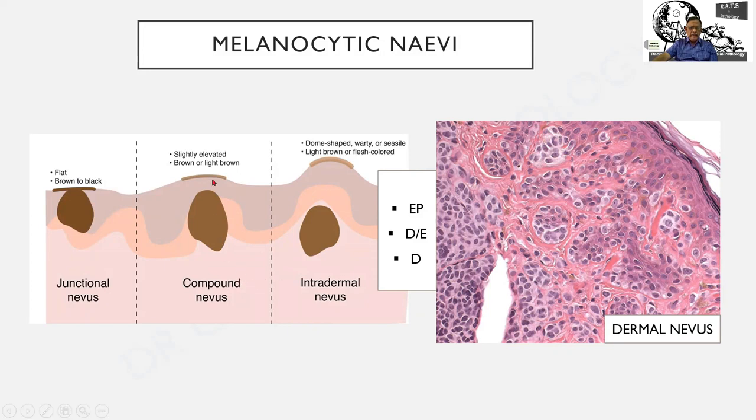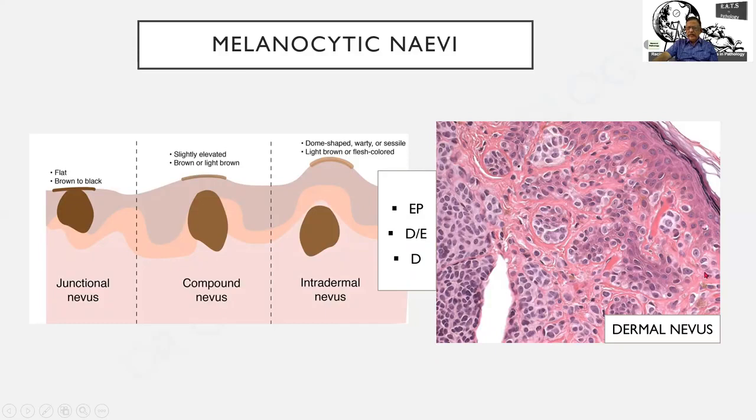The next one is a compound nevus which comes from within the epidermis into the dermis. And sometimes it can be purely a dermal nevus or an intradermal nevus. So these are the different locations. Sometimes a compound nevus can pave way to a melanoma and this should be viewed with guard.